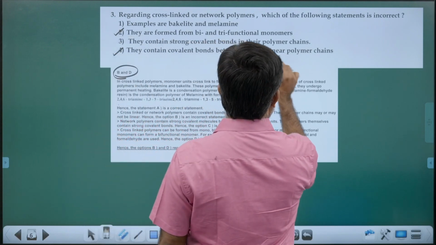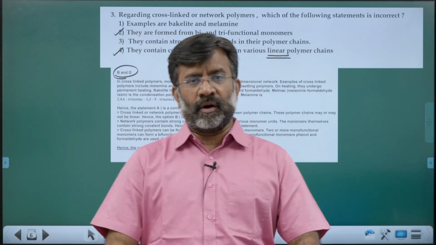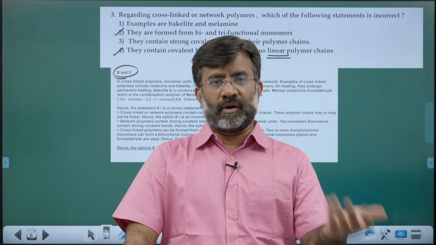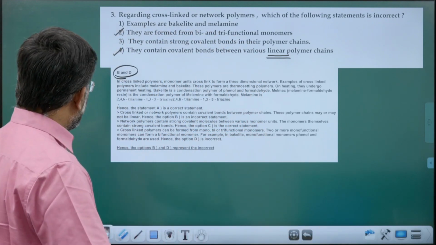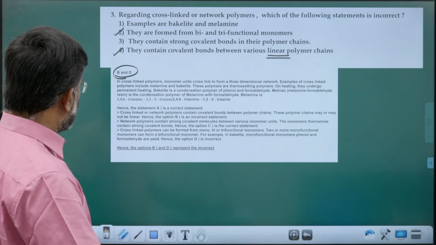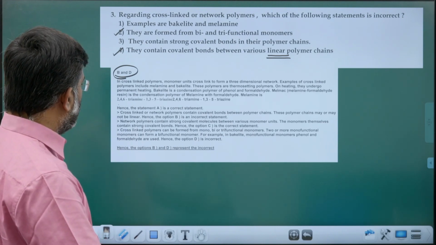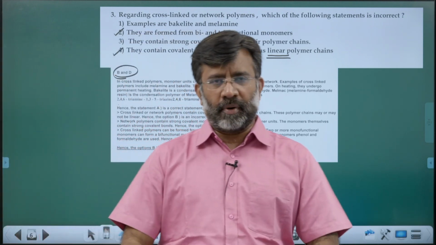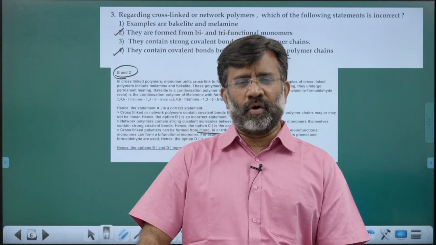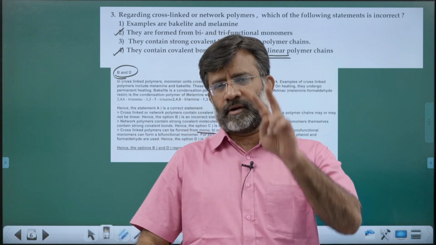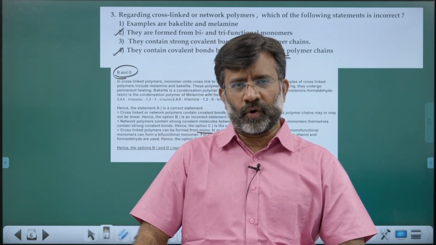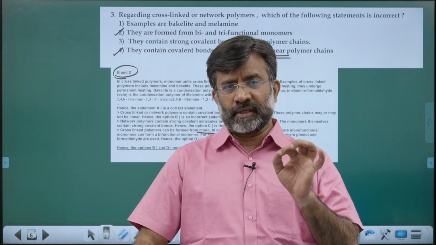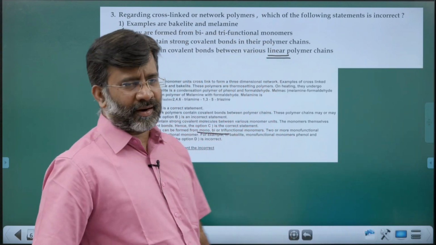See, what is the problem here is that this is also partially incorrect. They are not necessarily linear. It can be branched, cross-linked. That is the point. Cross-linked polymers can be formed from mono-, bi-, or trifunctional groups. So even though partially incorrect, there are two statements to choose: option 2 and option 4. Option 2, it can be mono, bi, tri, etc. Option 4, not necessarily always is it a linear chain. Hope you understand. Next one.